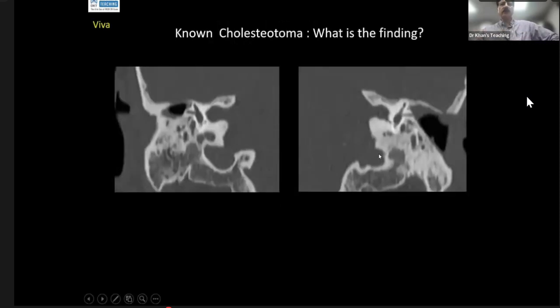Now here, this is a known case of cholesteatoma on this side. What is your finding here? What's happening?